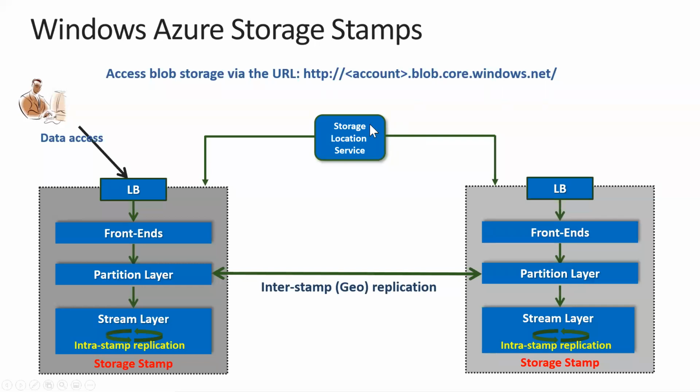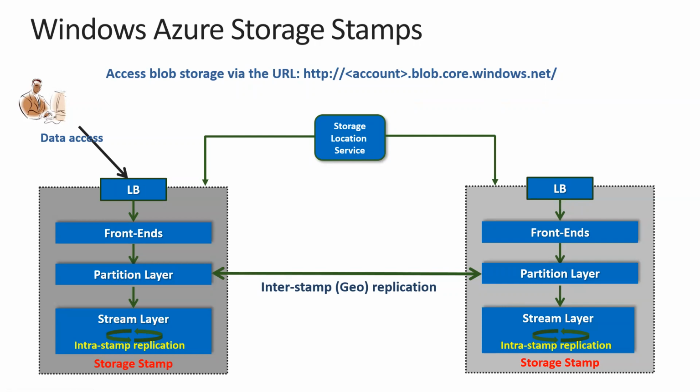Cool. And then the storage location service is responsible for account allocation when a new customer wants to onboard. It will be the one which creates an account in one of the stamps. It is also responsible for geo replication, and whenever there is a geo failover, for how to route the requests. So this is responsible for that.